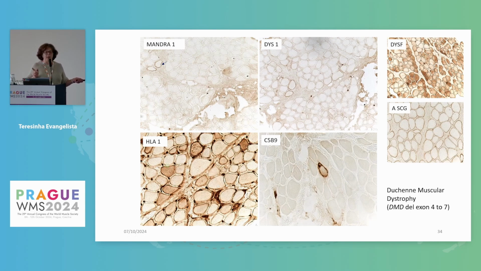And I would like to raise awareness for one thing. Even if people think that HLA1 is specific of inflammatory myopathies, it's not. Because you can have, and you see it here, overexpression of HLA1 in muscular dystrophy. So you really need to be very careful when you say this.